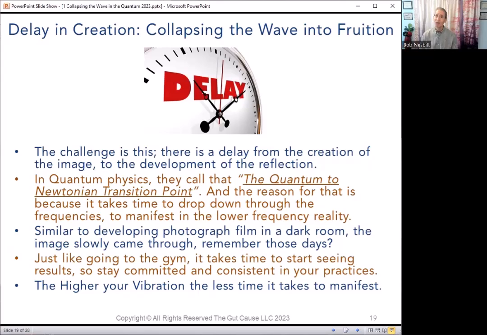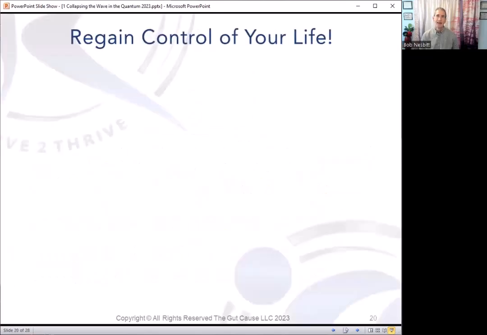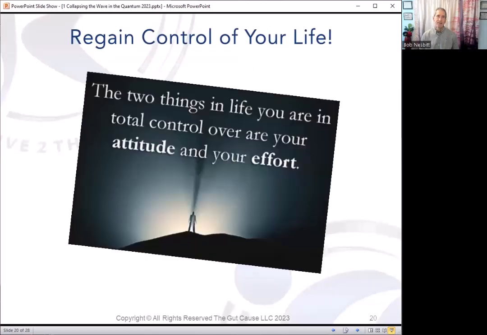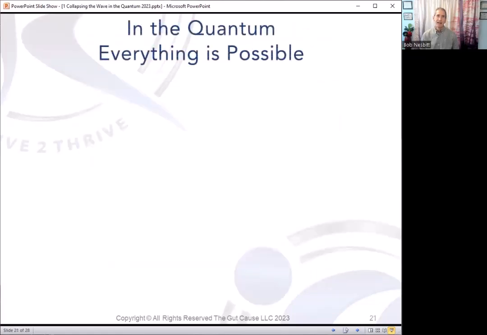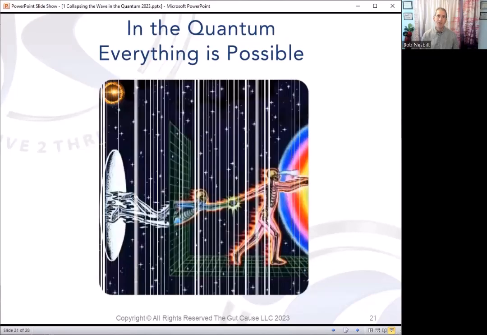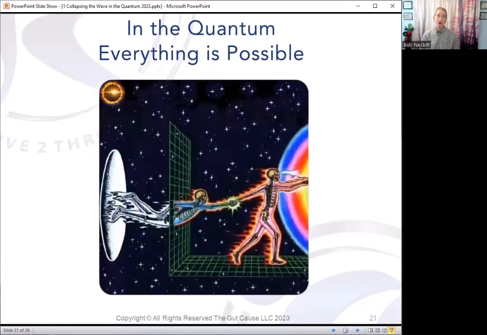You're not a victim of circumstance, and you're not trying to fight the battle with life. And again, this is basic science. And we can't argue with that once we understand how the physical and metaphysical worlds are connected. So I leave you with this. The two things in life you are in control over are your attitude and your efforts. In the quantum, everything is possible. And this is just some of the work that I do.